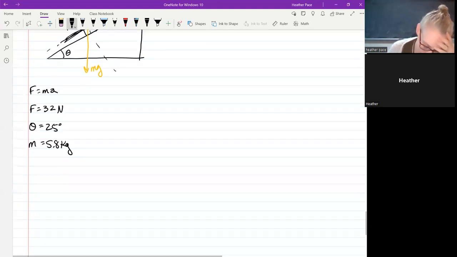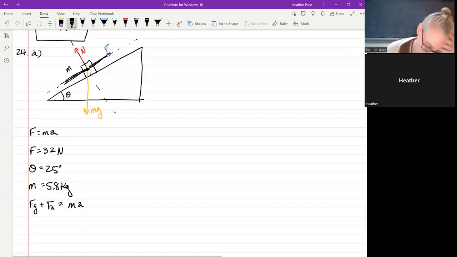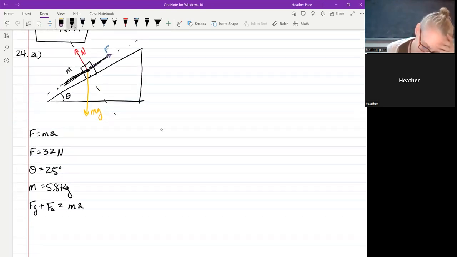And so really what we need to look at is this component of gravity and this. So we've got, let's say, F_G plus the F applied equals mass times acceleration. Okay, so how do we find the component of gravity that we need? So the triangle is a little bit ugly here. Let's see if we can draw it a little bit better.